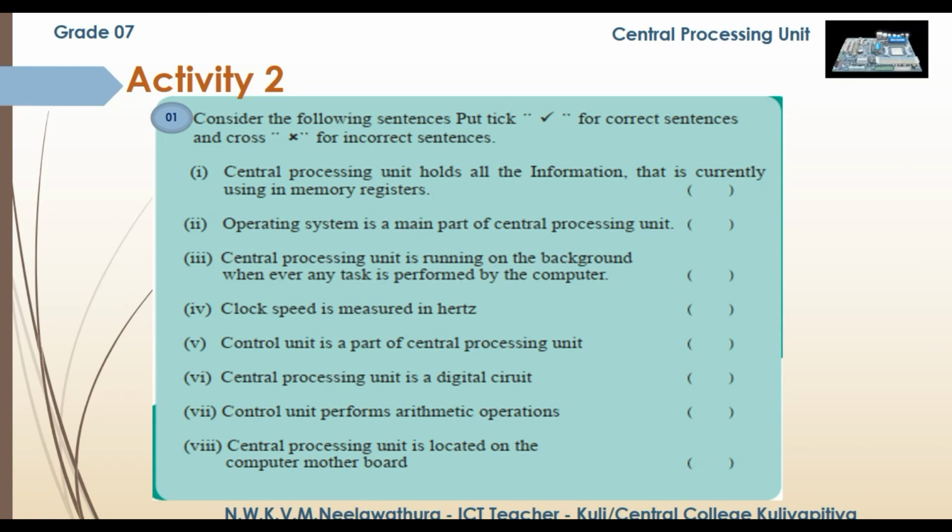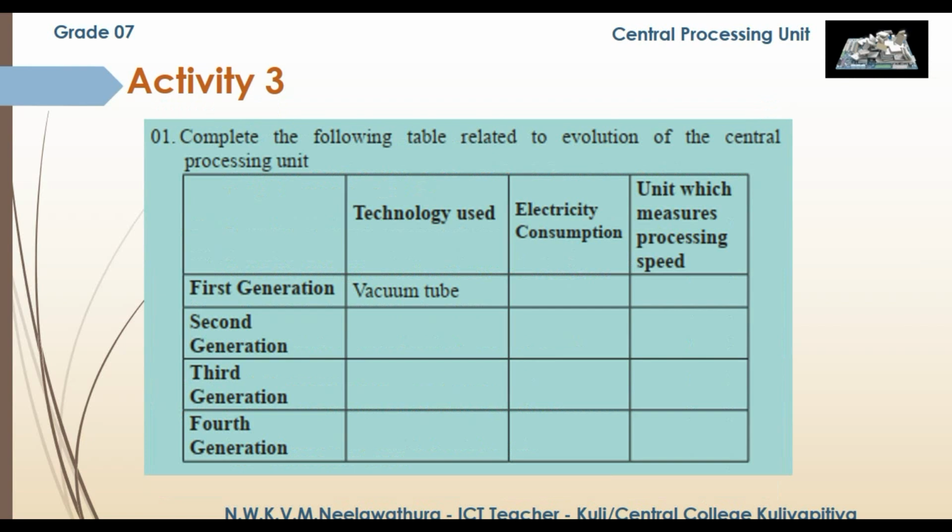Fourth one. Clock speed is measured in hertz. Fifth one. Control unit is a part of central processing unit. Sixth one. Central processing unit is a digital circuit. Seventh one. Control unit performs arithmetic operations. Eighth one. Central processing unit is located on the computer motherboard.